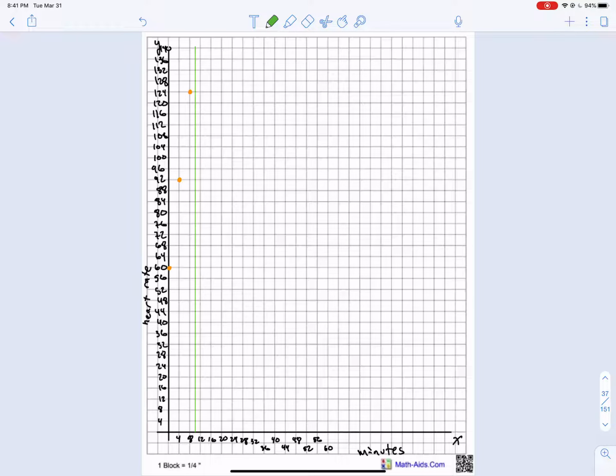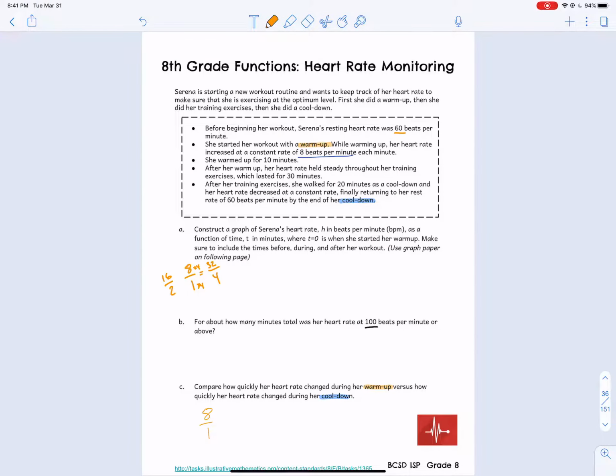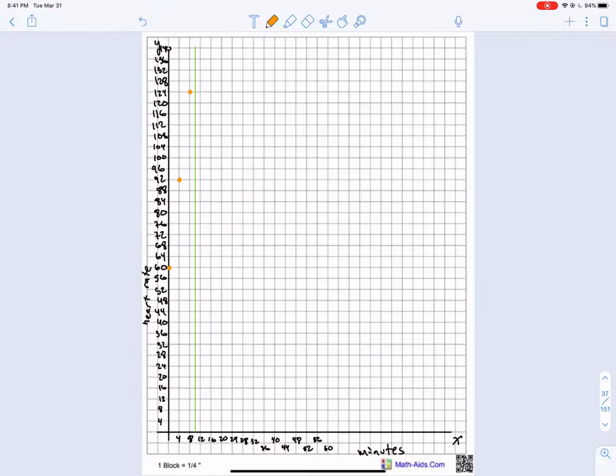Okay, so that's our mark for 10. So we need one more point for her warm-up. So we said we're going to go up 16 over 2. So up 16 over 2. So 24 and 16, that is 140. Oh, wow. Just worked out barely. Okay, so if I connect those with the straight line, they should all connect. Perfect. Okay, so that's our warm-up.